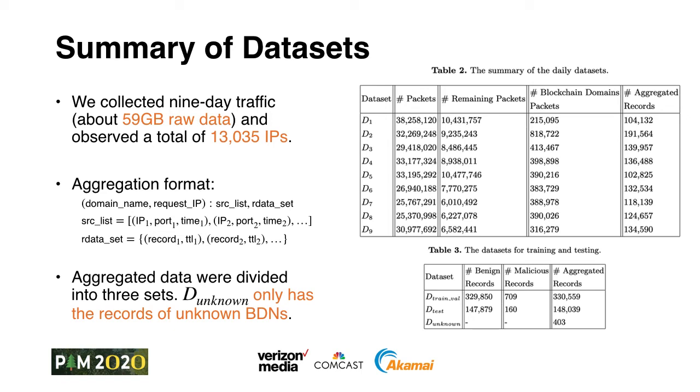At the first line, request IP is the server IP which is queried by client, and at the second line, IPs in source list are client IP addresses. At the third line, each DNS record of the domain and the corresponding TTL will be packed as the tuple. The format can provide a view of servers to observe the client behaviors of each domain.